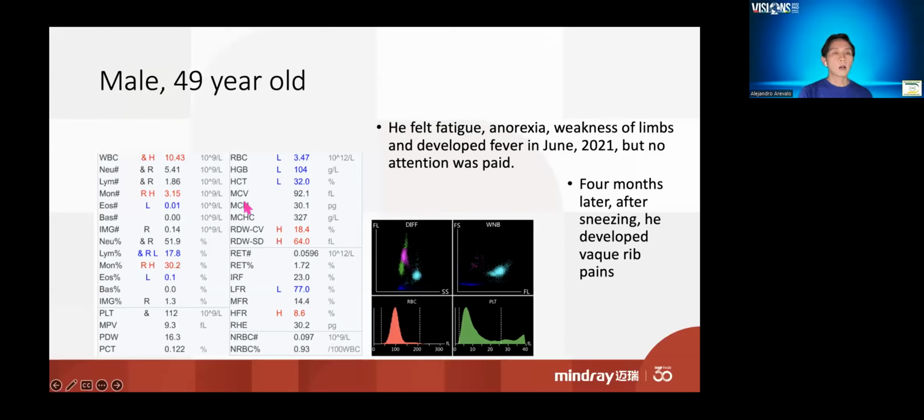And another case is from a 49-year-old male who presented with fatigue, anorexia, weakness and fever in June of 2021. And then 4 months later, he developed vague rib pains. So as you can see here, the hemoglobin is low. Your WBC is slightly high at 10,000, and the platelet count is slightly low at 112.